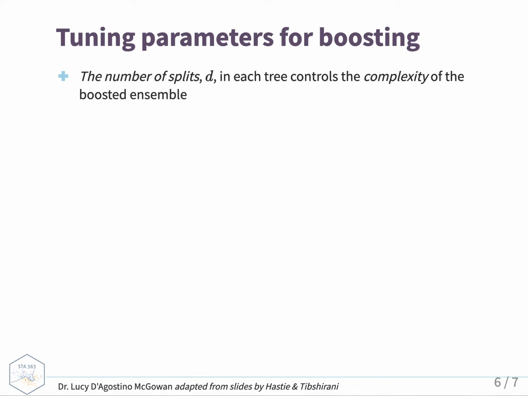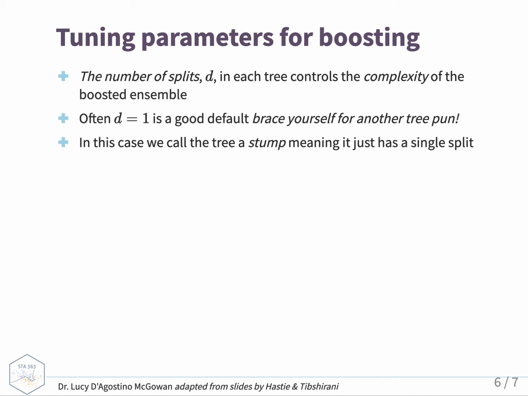The final parameter that we tune with boosting is the number of splits. This is D, from the way that I wrote it in the algorithm before. In each tree, this controls the complexity of the boosted ensemble. Often D equals 1 is a pretty good default. Here comes another tree pun. When you have D equals 1, we call the tree a stump, because it just has one split.